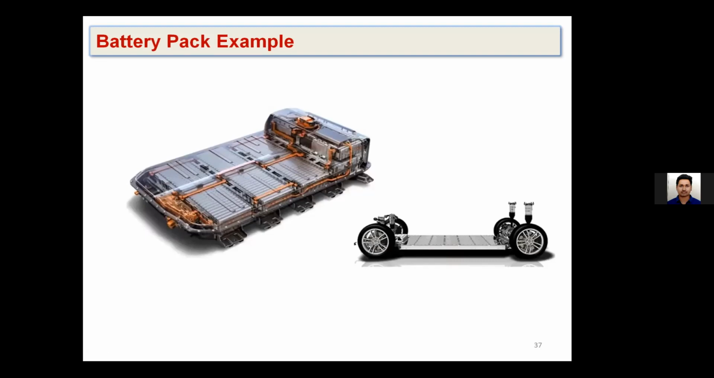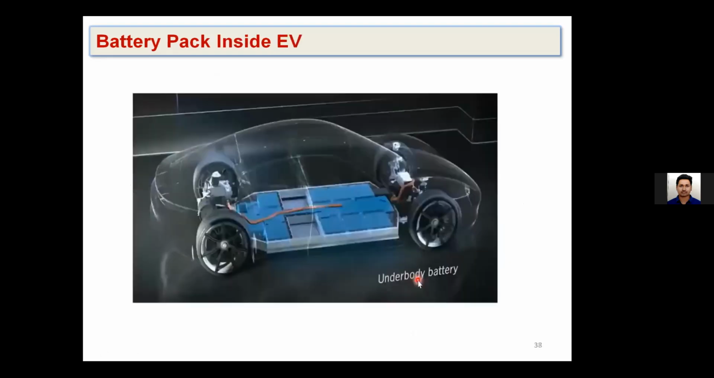Batteries, as I mentioned, are generally placed here so that the center of gravity is close to the earth. So even during a crash, the impact will be slightly less. We are talking from the battery point of view. So that's the reason they are placed here, and this is what's shown here.